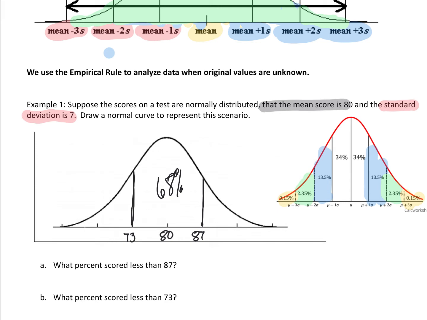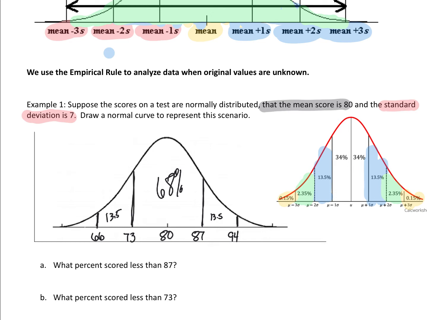Then to find the next deviation, we just add another 7. So to go from 87, we go plus 7 again. This will take us to 94. That is the second standard deviation above. And then we would go minus 7 from the score right here, which takes us down to 66. And again, just like our bell curve tells us, this little region here is going to be about 13.5% of our information. 13.5% will fall here as well.